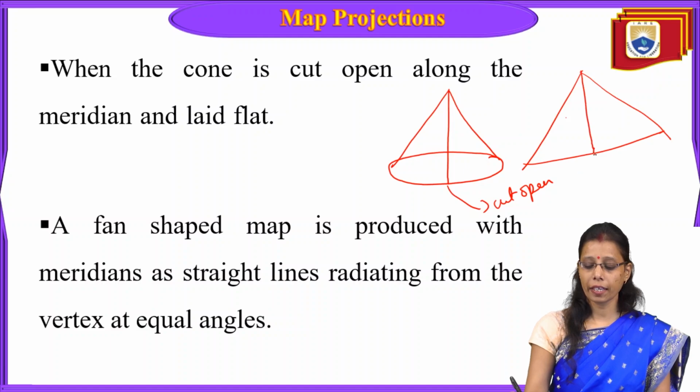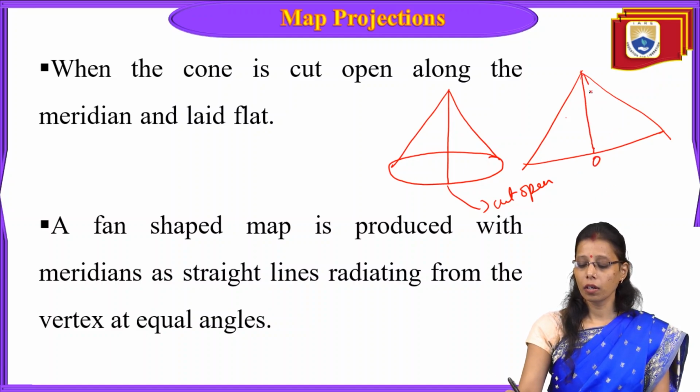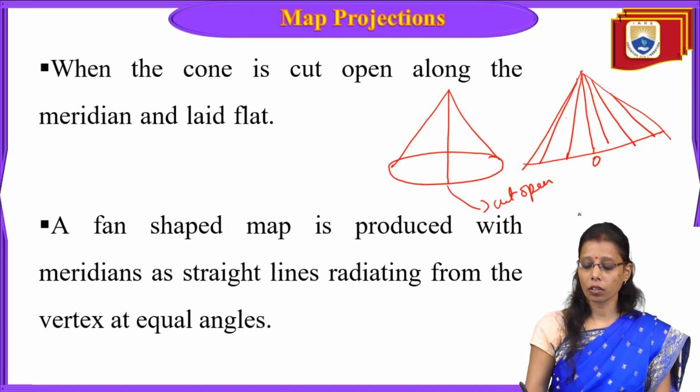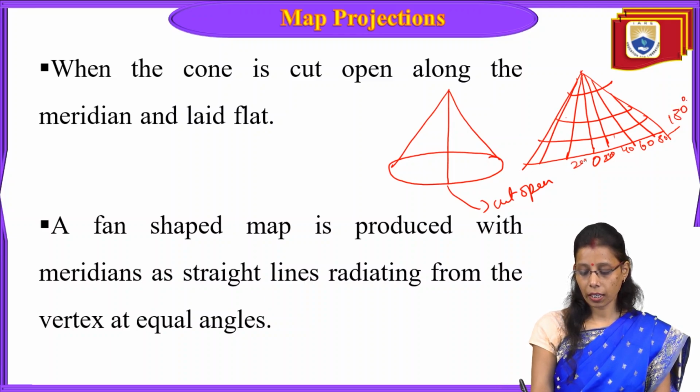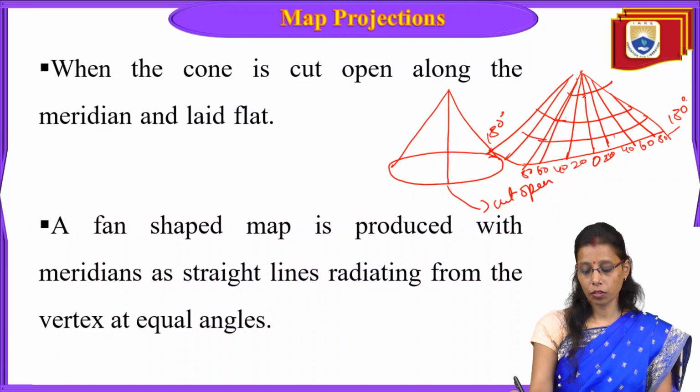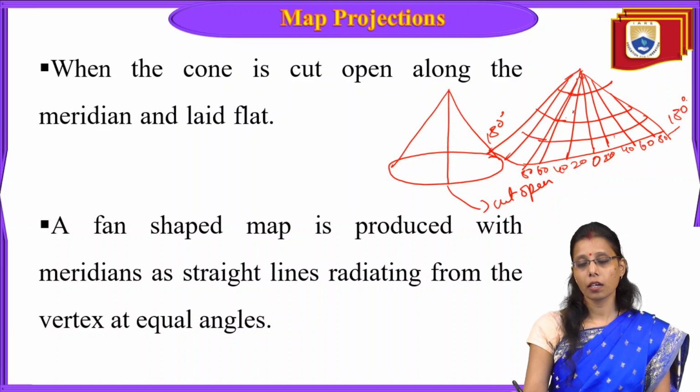Here you have the meridian. From the prime meridian you have latitudes and longitudes, a projection like this. 0 degrees, 20, 40, 60, 80, like this till 180, and from here also 20, 40, 60, 80, till 180 degrees. So this projection is called conical projection.